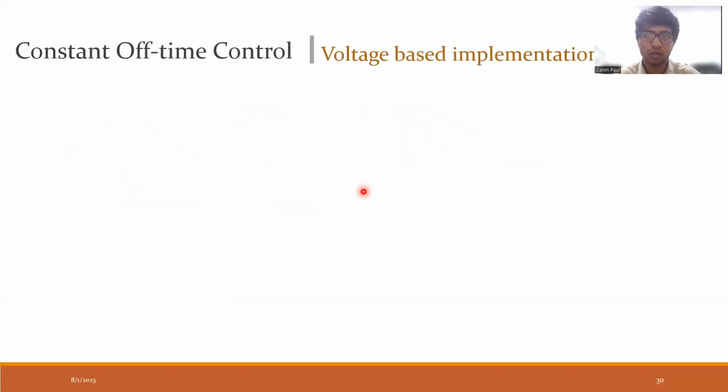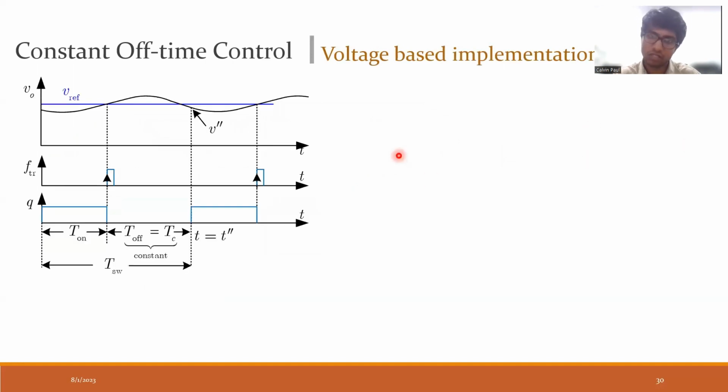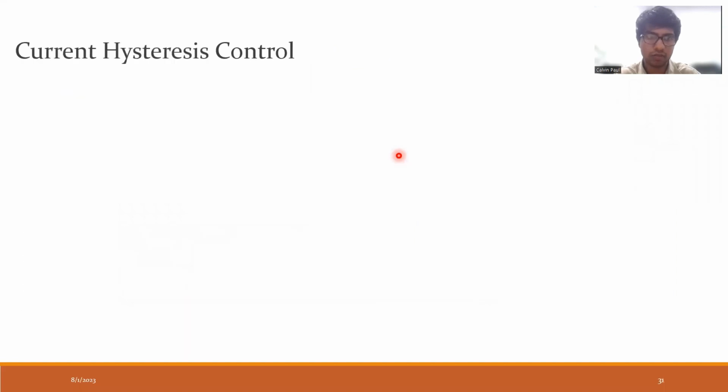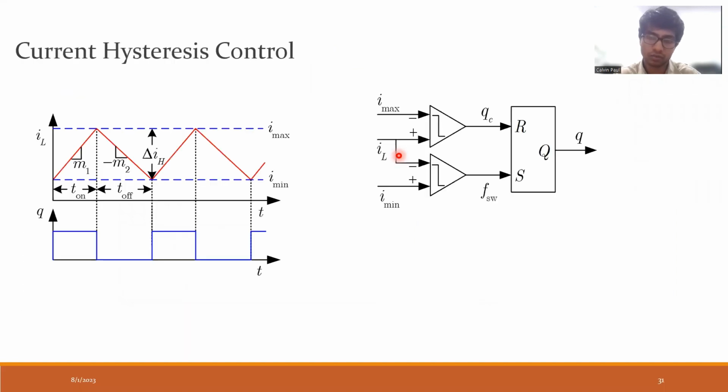So there is also a voltage-based implementation of constant off-time control. And there's current hysteresis control. This is also a technique which is used a lot. In hysteresis, we maintain the inductor current within a particular band. There's a maximum value of the current, and there's a minimum value of the current.